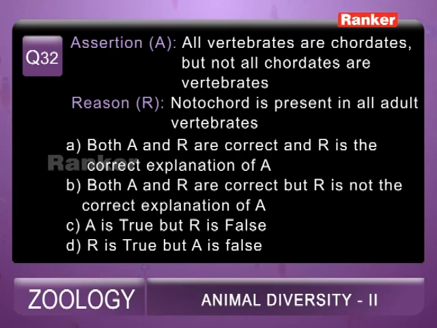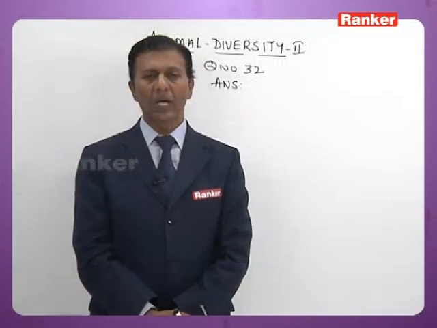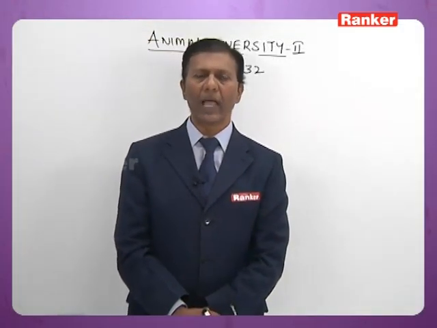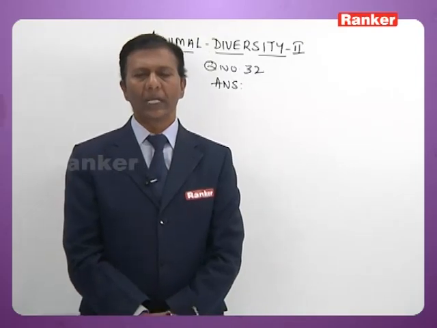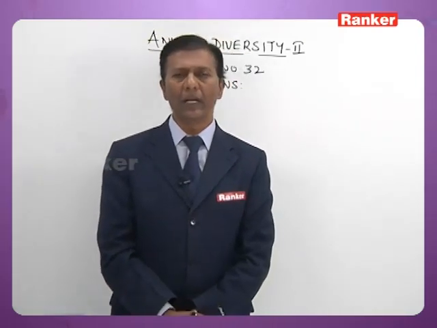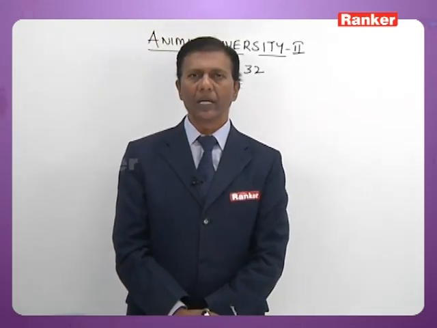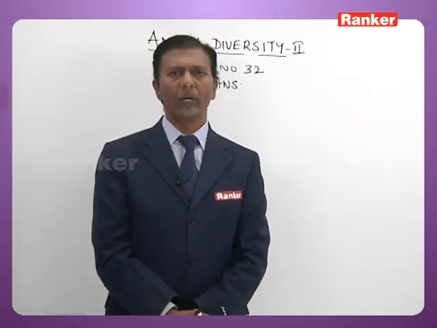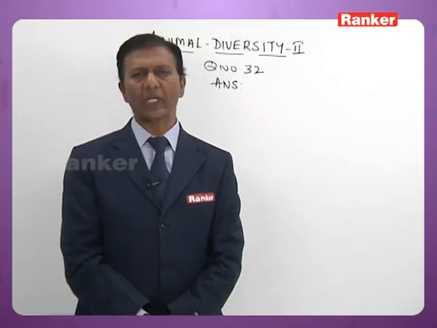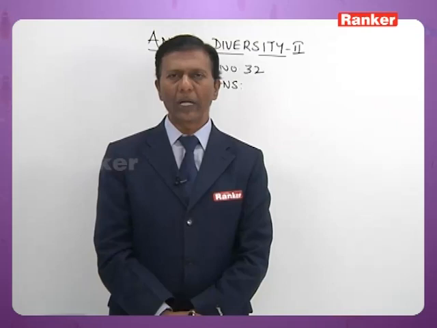Now question number 32. Assertion: all vertebrates are chordates, but not all chordates are vertebrates. Reason: notochord is present in all adult vertebrates. Options are A, both assertion and reason are correct, and reason is the correct explanation of assertion. So that is the correct answer here, because all vertebrates have notochord in their embryonic stage. The notochord transforms into vertebral column in adult stage, hence they are called vertebrates. And there are some chordates in which notochord is persistent, where it does not transform into vertebral column, hence they are called protochordates.